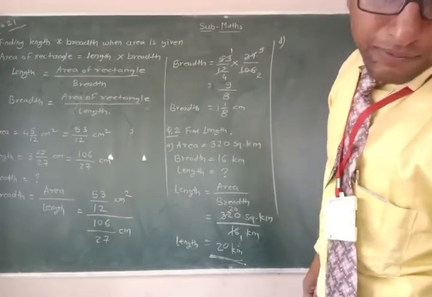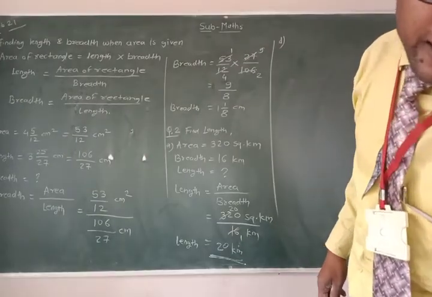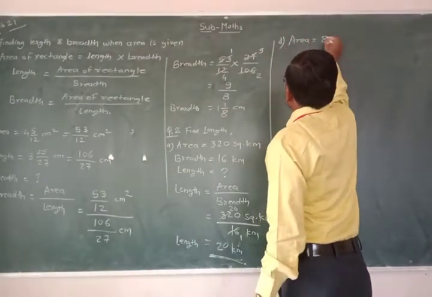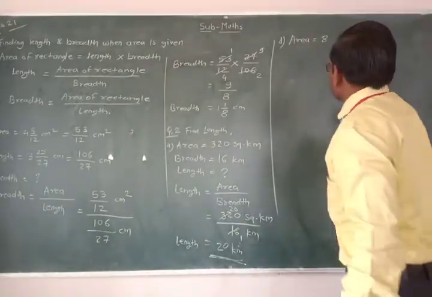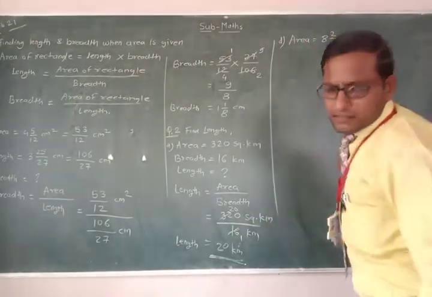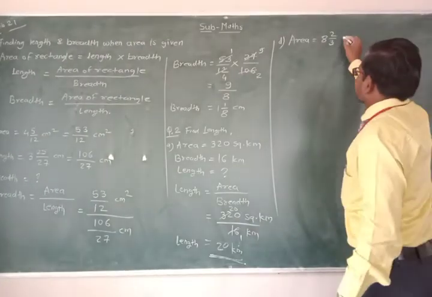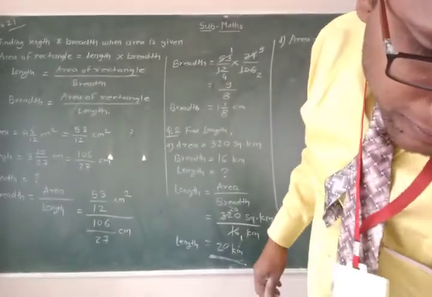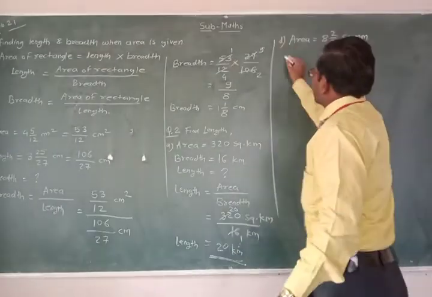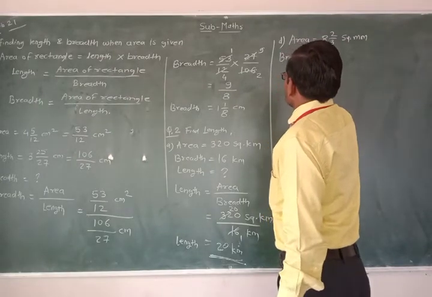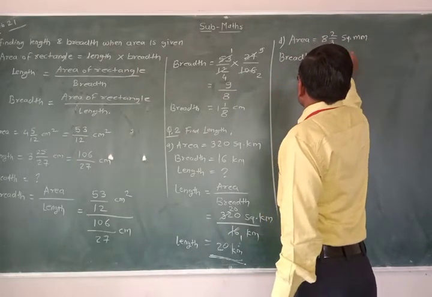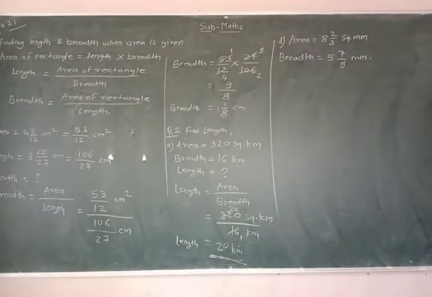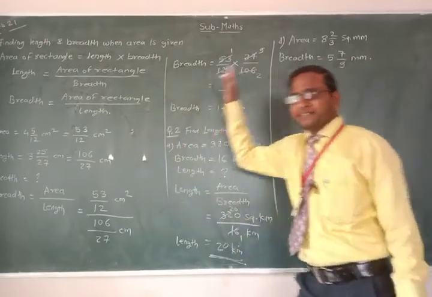In D, the fourth example, look. In the fourth example, area is 8 integer 2/3 square millimeter, then breadth is 5 integer 7/9 millimeter. So finding length. Follow the same process here, as done here, you have to do the same here.